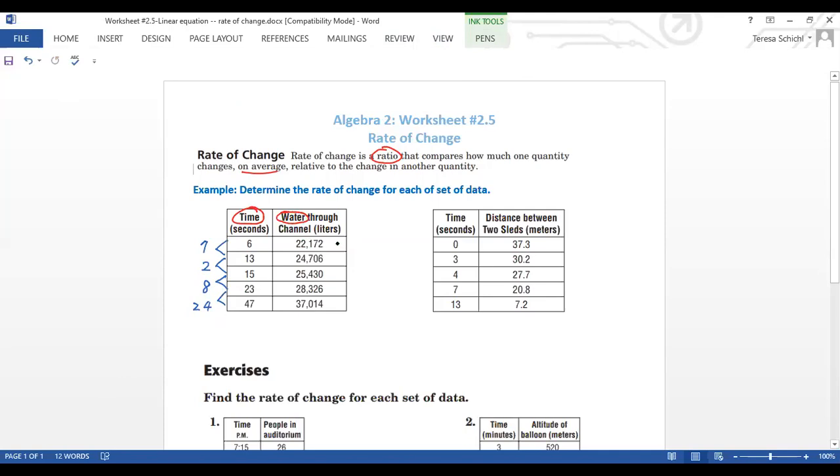Then the same way, let's take a look at the other variable, the water. How much is the change of the water from here to here? That means you use 24706 minus 22172, and we have 2534. Then from here to here, it's 25430 and 24706. How much is the change here? It is 724.